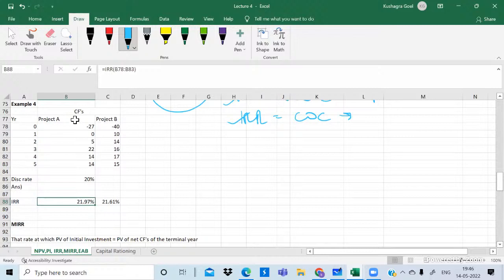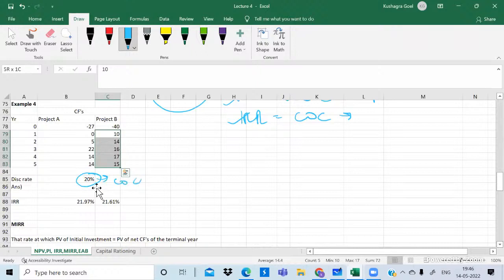So let's say I've got two projects, project A and project B. Project A investment is 27, project B investment is 40, and then I've got these cash flows for project A and these cash flows for project B. Discount rate is 20%, so this becomes my cost of capital. I am raising funds at 20% and I want to invest it in project A and project B. So let's look at what is my IRR from these projects. What is the return that I'm generating from these projects?